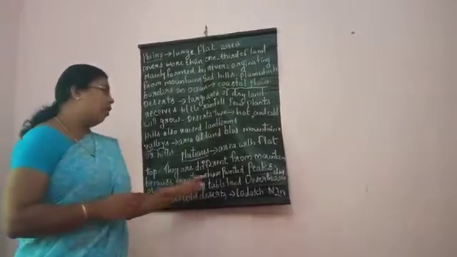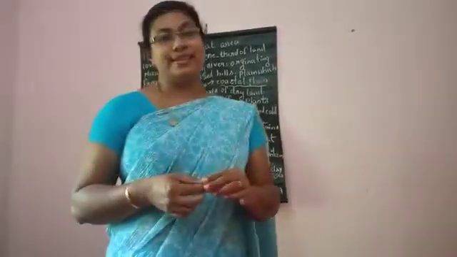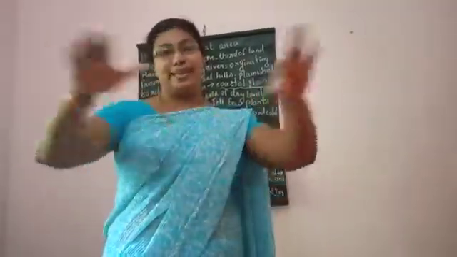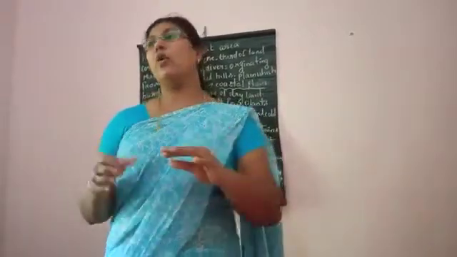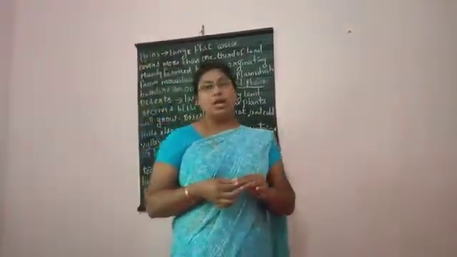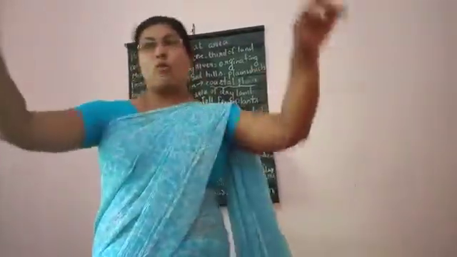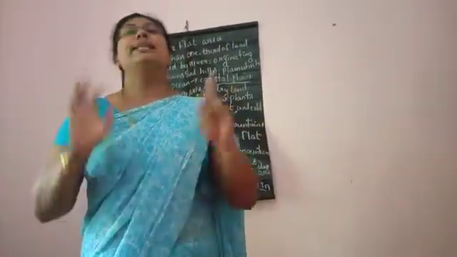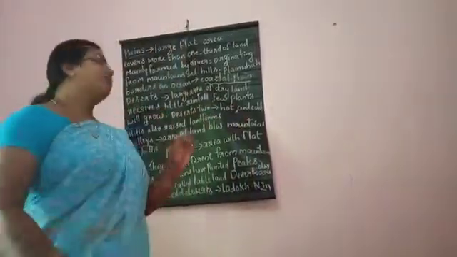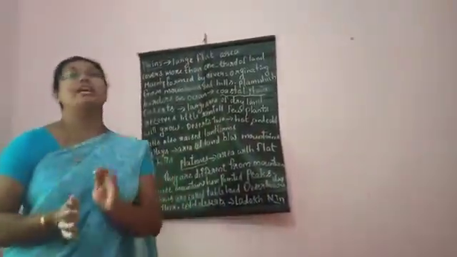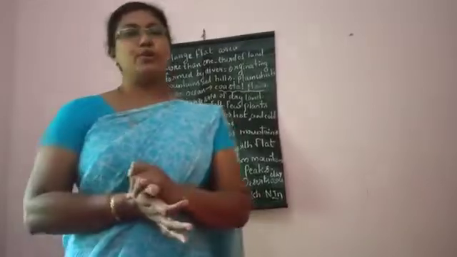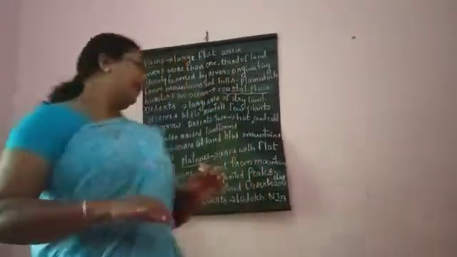Then plateaus are called tableland. We know that a plateau is like a table, like the dining tables in our home, not oval shaped. In old homes we can see square shaped tables, is it? The shape of this plateau is like a table. So these plateaus are also known as tableland.